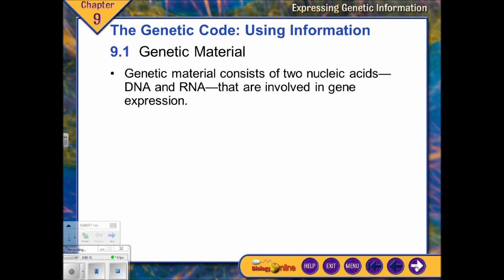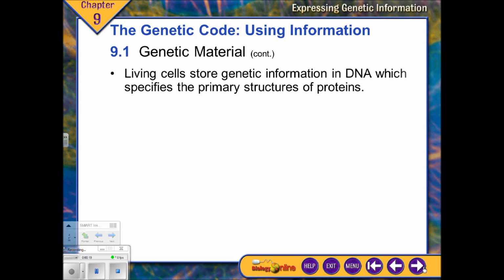Okay. So, we're talking about genetic material. The genetic material, as you guys know, these are nucleic acids. This is DNA and RNA. So what the deal is with DNA is this is where the instructions are. They're coded within this molecule, within this double helix. Here's a very famous model of DNA.